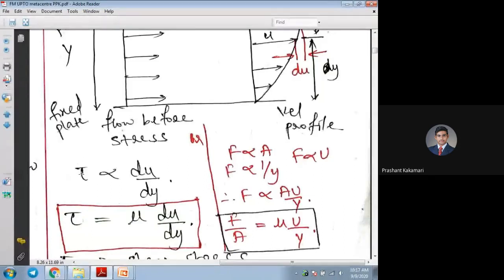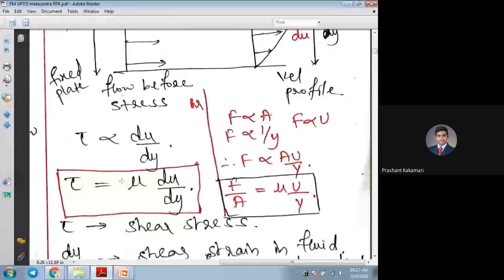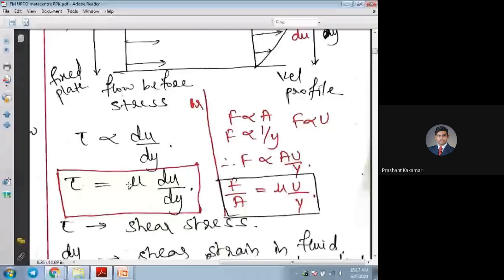Whatever it is, the proportionality is required. At what force I have to apply the shear stress, or I have to apply the force, that will be decided by this mu, the coefficient of viscosity. This coefficient of viscosity is nothing but the viscosity, or the resistance required to overcome the liquid flow.